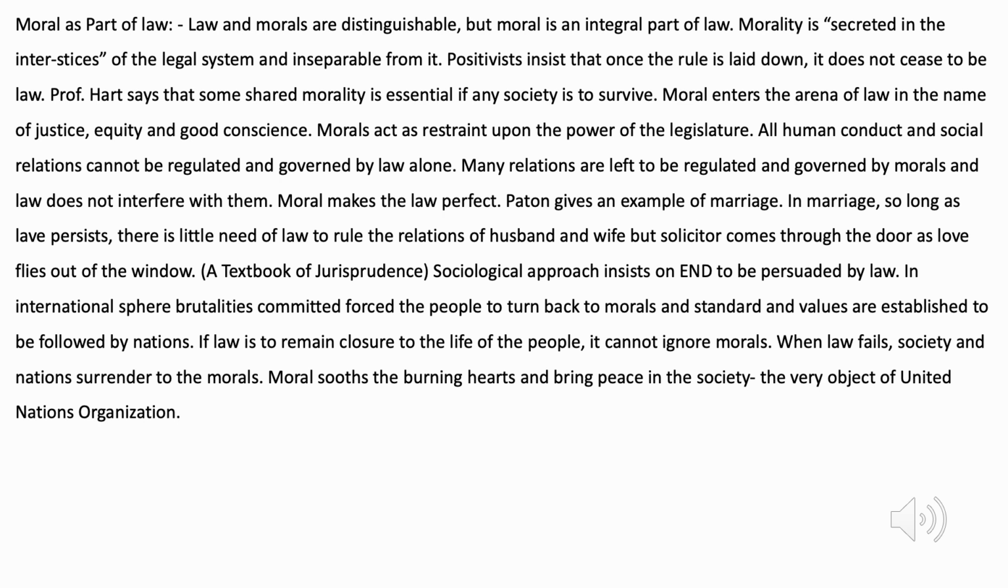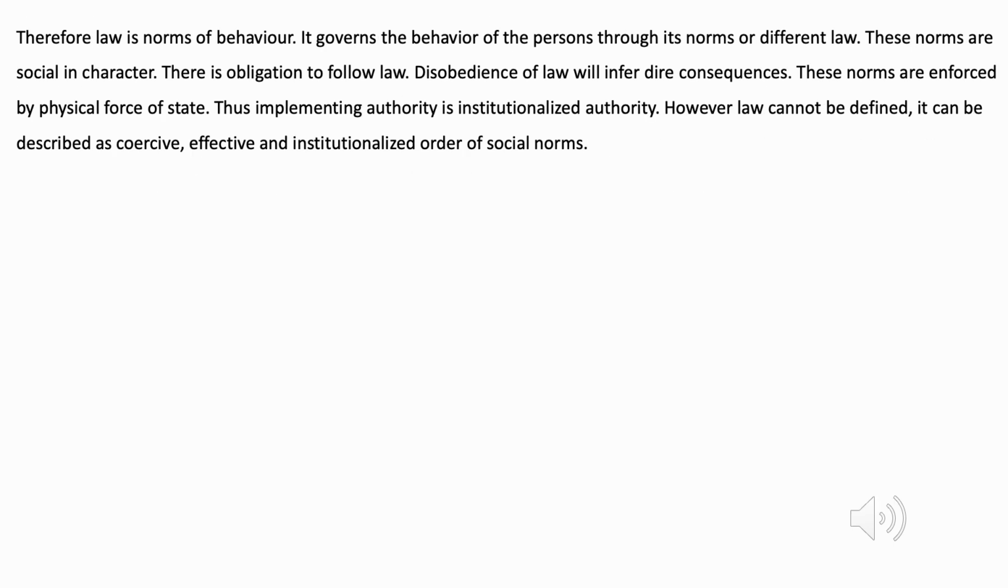When law fails, society and nation surrender to the morals because people often believe morals to be a more personal thing than law. Therefore, while summarizing what is law, it can be said that law is a norm of behavior. It governs the behavior of the person through different norms or laws. These norms are social in character and there is an obligation to follow them. Disobedience will result in grave consequences, and these norms are generally enforced by physical force of state.